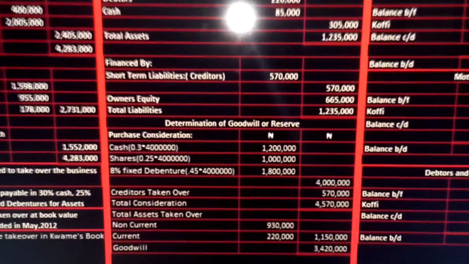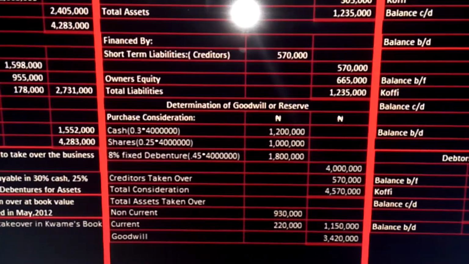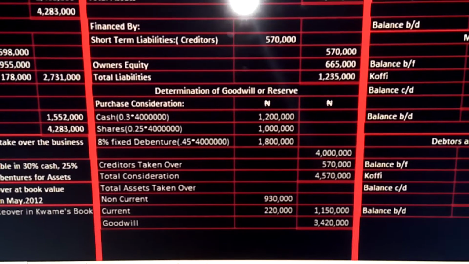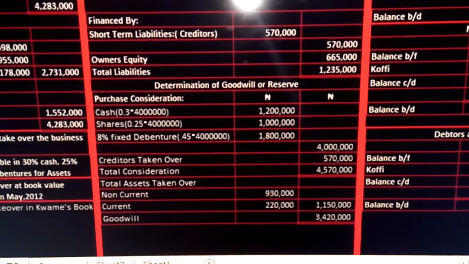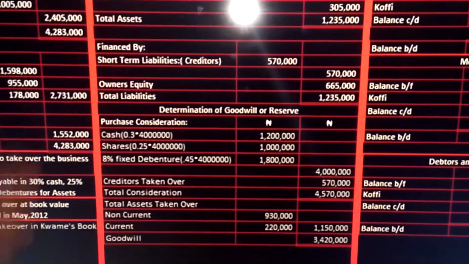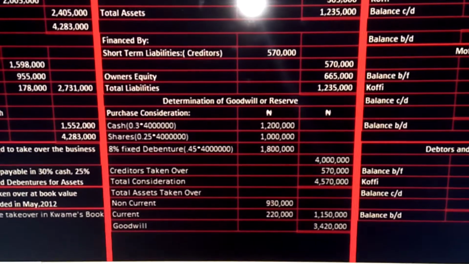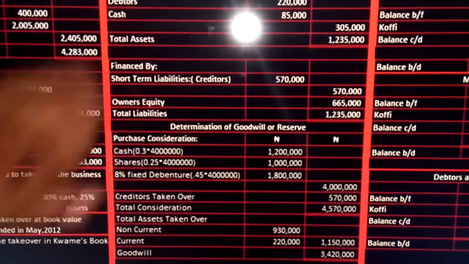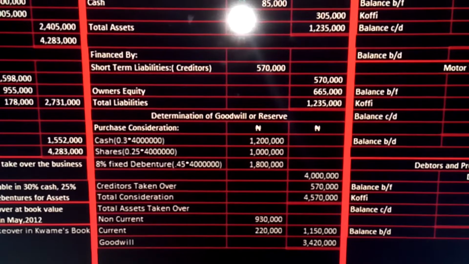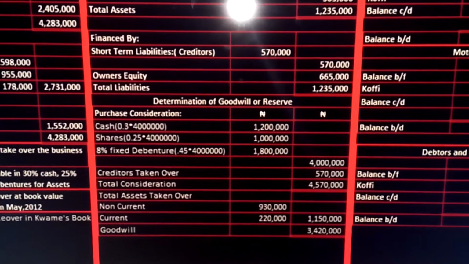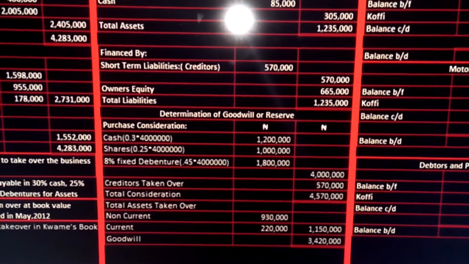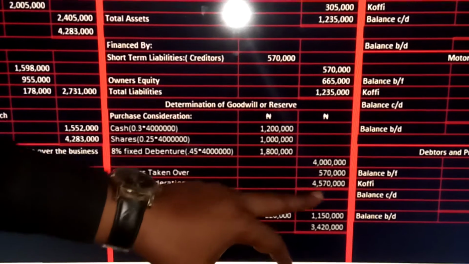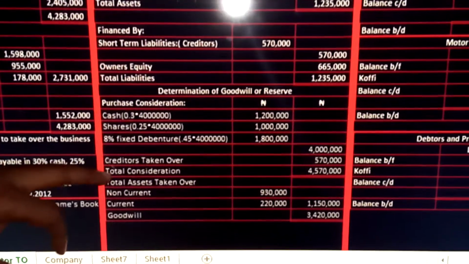I explained earlier that where the business is taking over liabilities, it increases the purchase consideration. So that means the creditors taken over. Here, what are liabilities in Kofi's enterprise? The only liability here is creditors. They said that Kwame took over the assets and liabilities. So in Kofi's balance sheet, the only liability item is creditors, which is 570,000. I told you in our explanation class that whenever the business is taking over liability, it increases the purchase consideration. So we have creditors taken over here to be 570,000. If you add it to 4 million, you have 4,570,000. That will be your total consideration.